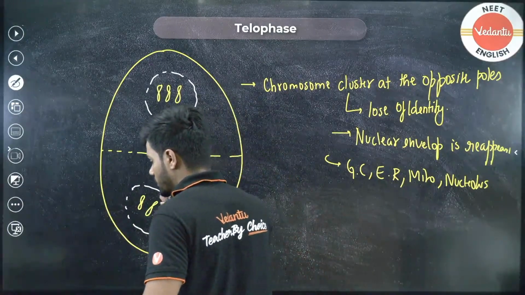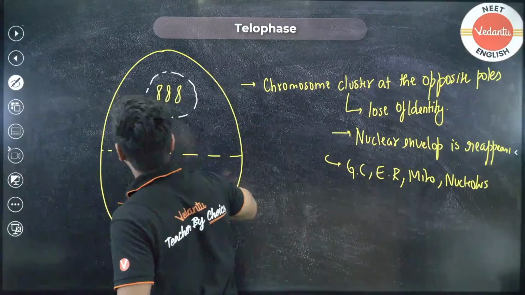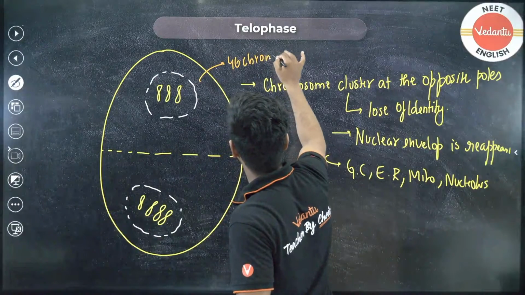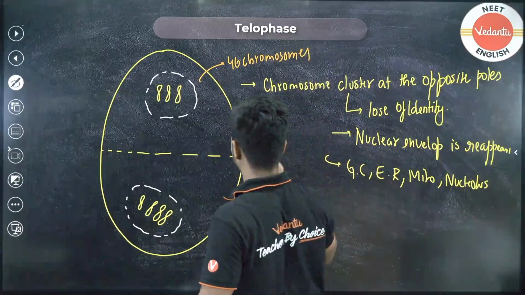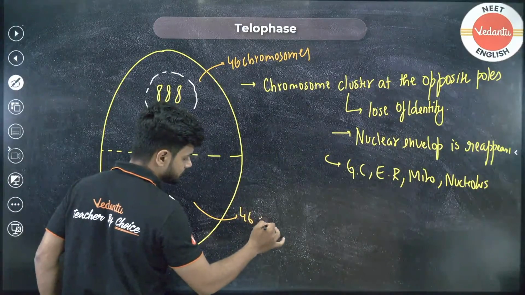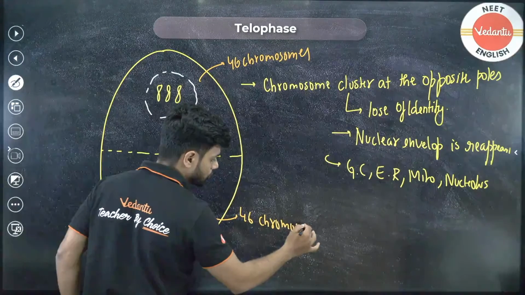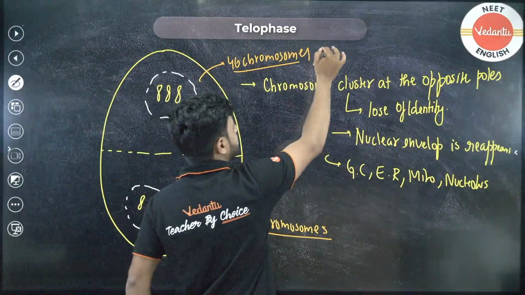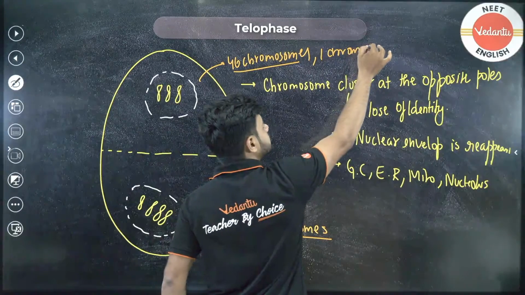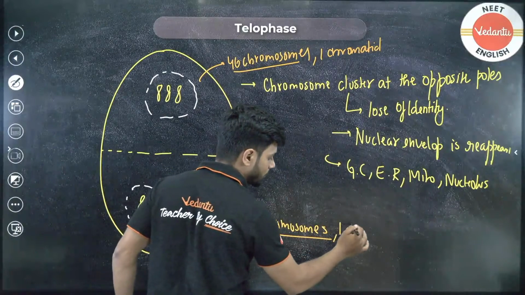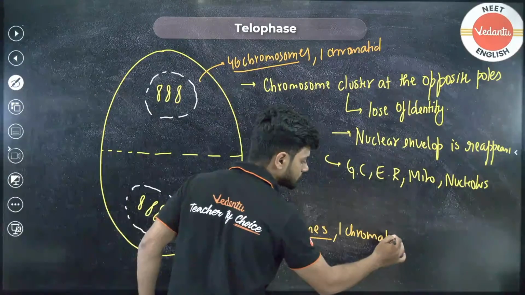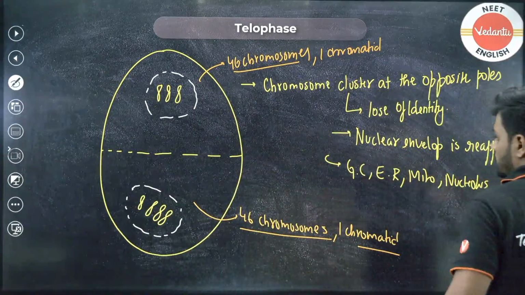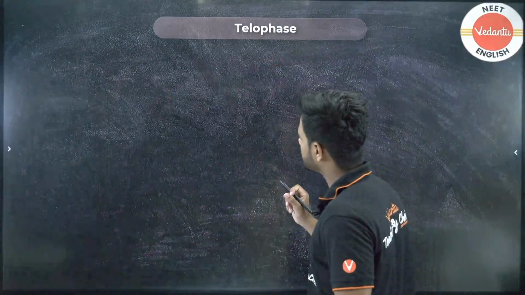Okay. This is your telophase. Now tell me, in this telophase, here we have 46 chromosomes on this side, 46 chromosomes on this side, with a single chromatid each. Done. Any doubt till here? Ask me quickly. Because the next thing is going to be very important.